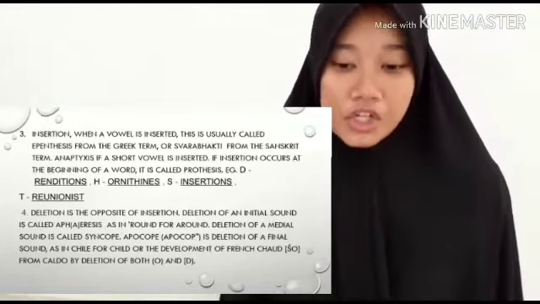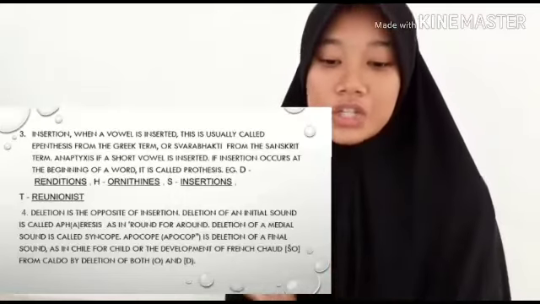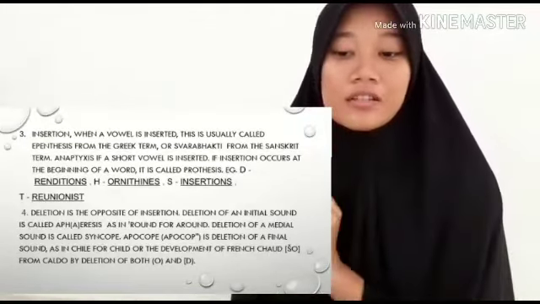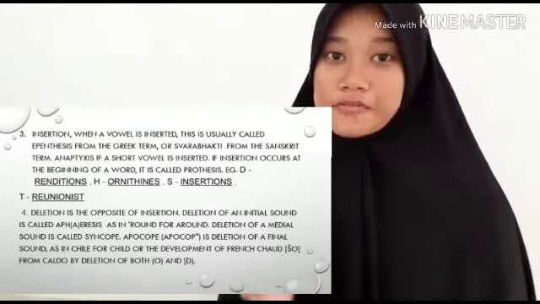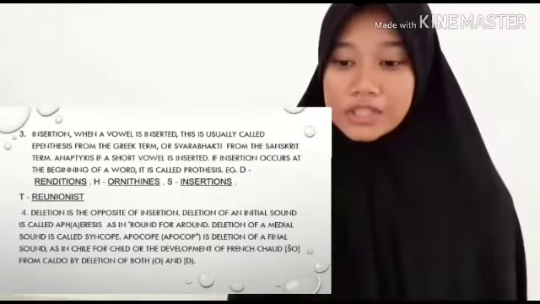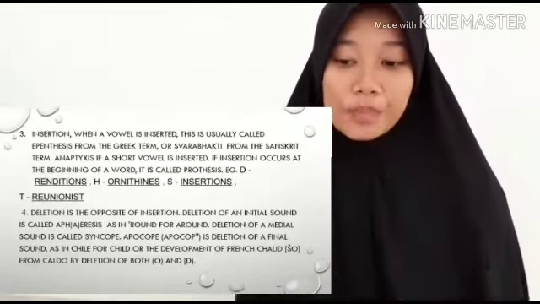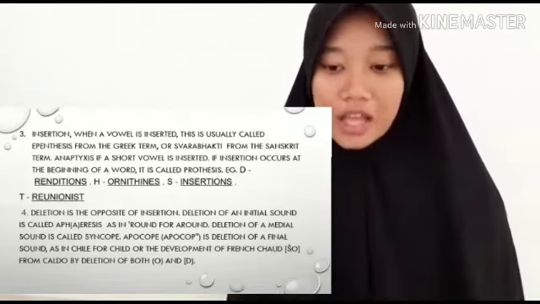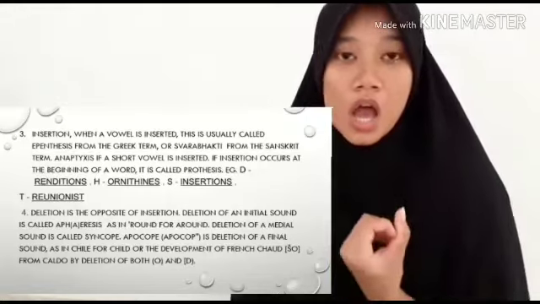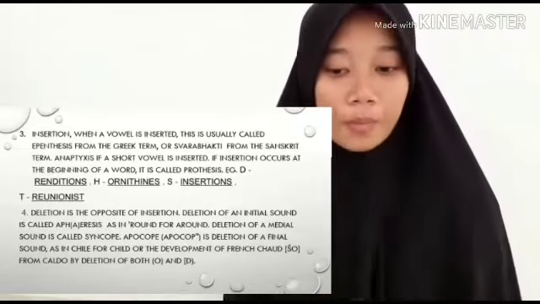And the fourth is deletion. Deletion is the opposite of insertion. Deletion of an initial sound is called aphaeresis, as in round for around. They delete the first letter from around to make round. And deletion of a medial sound is called syncope. Apocope is a deletion of a final sound, as in child and chil. Another development is friends, called so from caldo by deletion of both O and D. Okay, I think that's all.